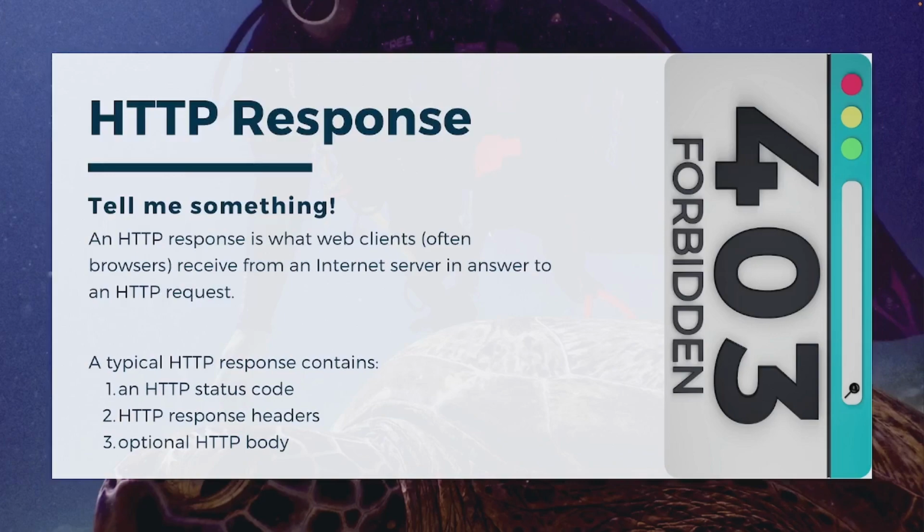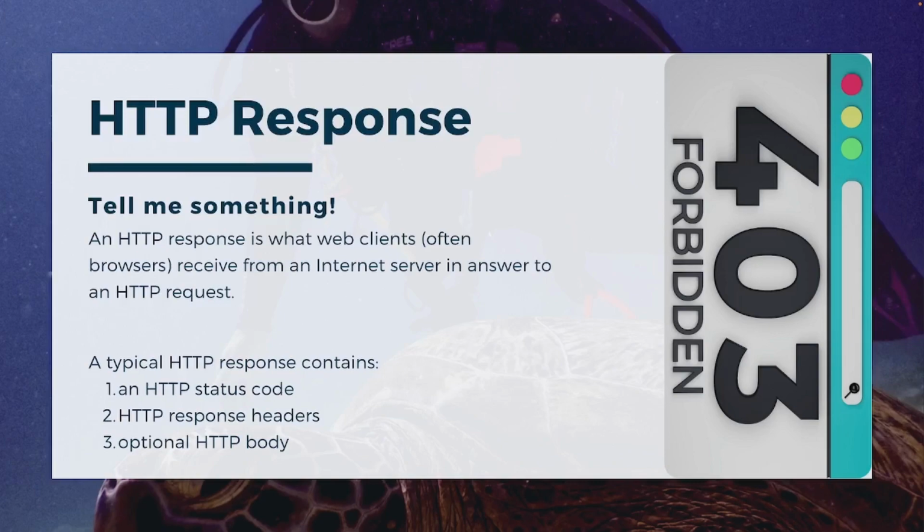So we have to know if the chef is able to make what we requested. The same thing applies with HTTP, right? Just because I make a request to retrieve a website to get information doesn't mean that the server or the back end is able to do it, right? So I am expecting a response, and based on that response, I should do something. Like I put on the screen, an HTTP response is what the web client receives from the internet server in answer to the request.